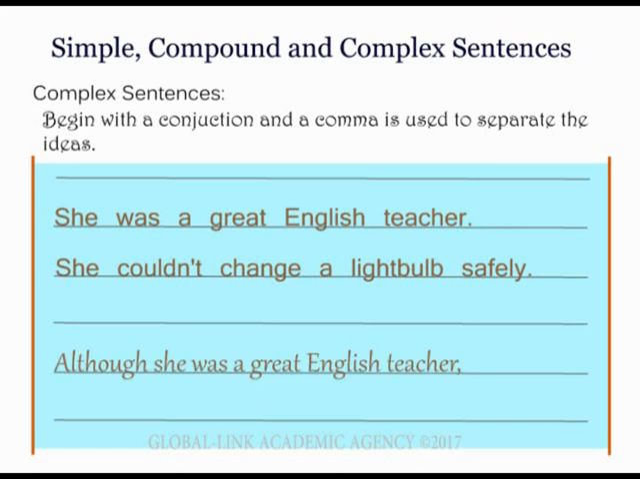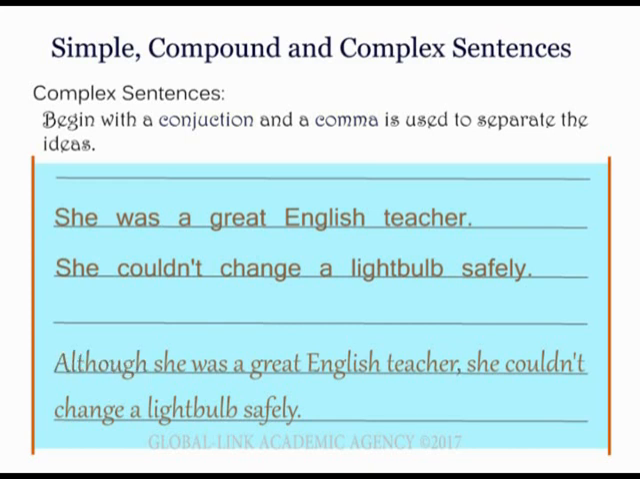So, although she was a great English teacher, she couldn't change a light bulb safely. Now, can you see the difference there? We've linked those 2 sentences, haven't we? They make sense together. And if you look, first of all, we've put although at the beginning, so we've begun with our conjunction, and then we've put a comma in to separate the two clauses or two parts of that sentence, the two different bits of information. So now they make sense and have a really different effect than they did when they were two simple sentences.